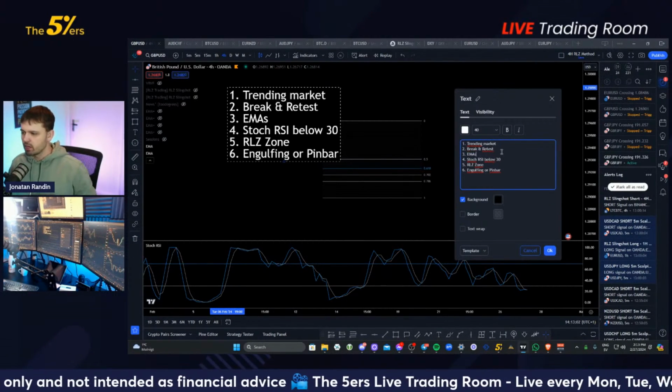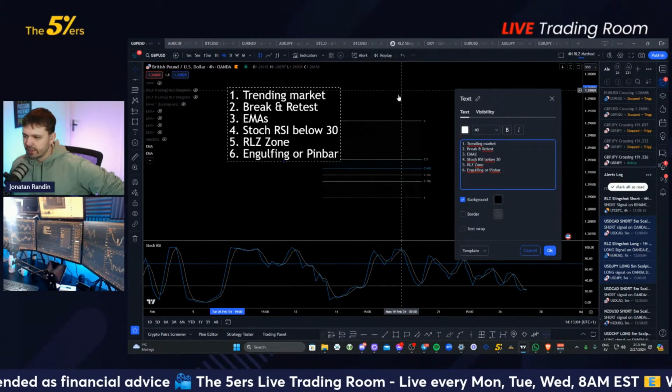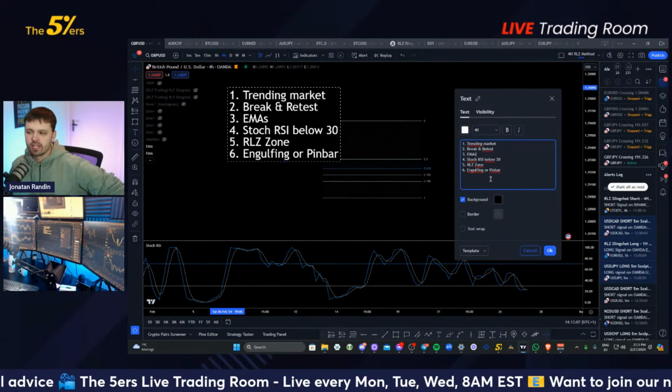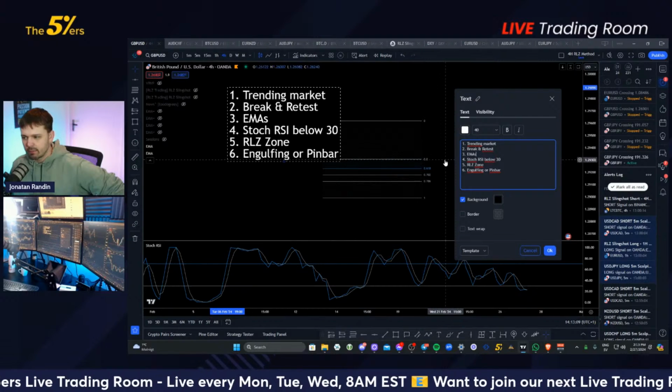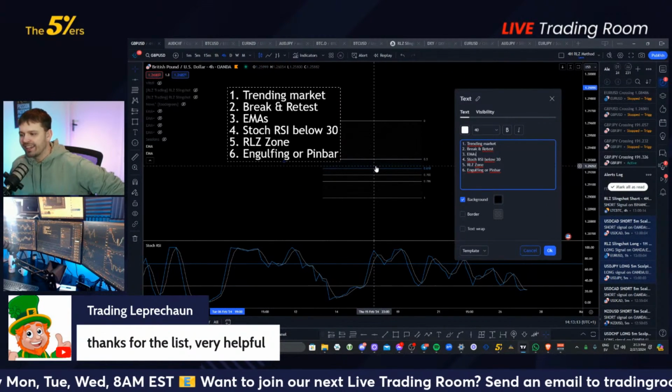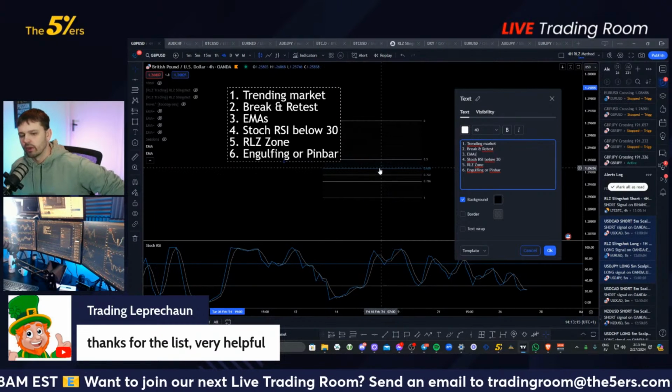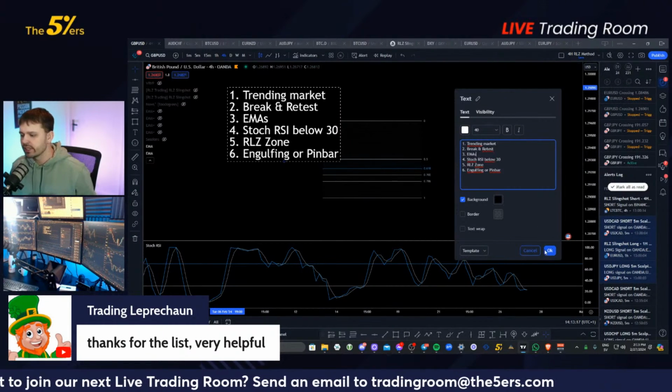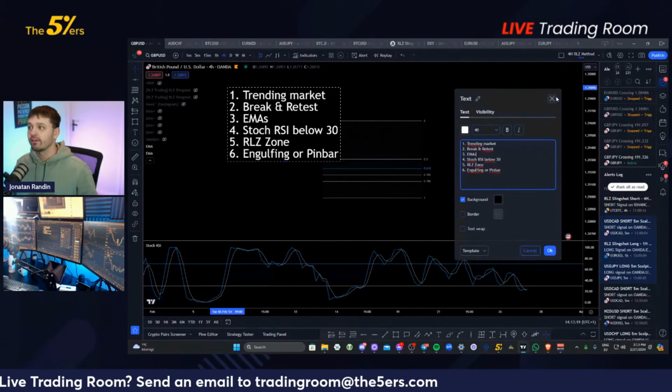Find a trending market. You want to look for a break of a level, and then you want to go long on the retest of that level. If the retest aligns with the EMAs, the stochastics, and it hits the right fib area, and you get an engulfing candle or a pin bar. Okay, so now let's look at a couple of examples. Can we find any?